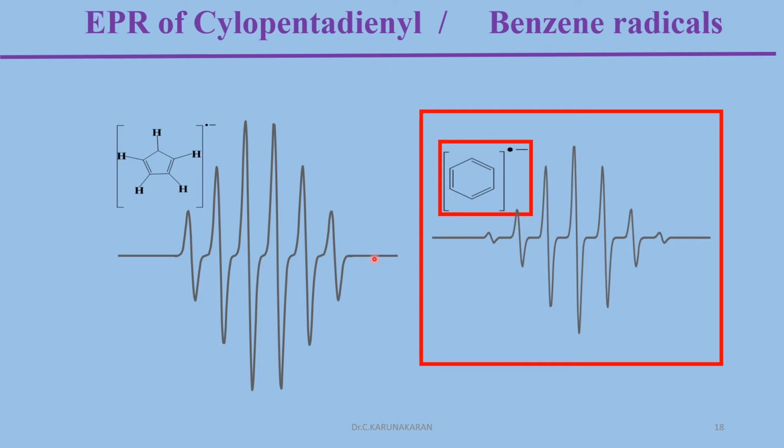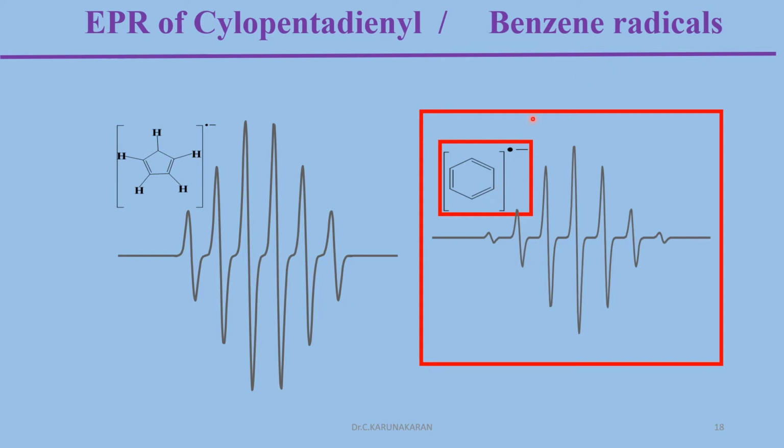Cyclopentadienyl. Here it is a free radical. It's a paramagnetic molecule. The electron is delocalized. The unpaired electron is delocalized over 5 protons. Therefore, by the n plus 1 rule, it is a sextet; there are 6 lines observed.